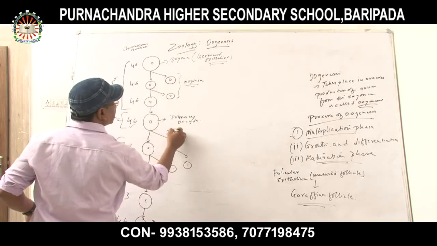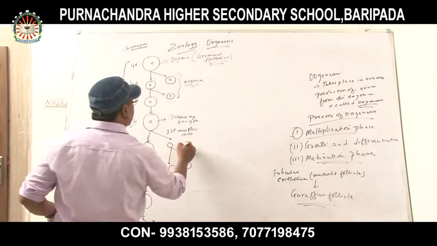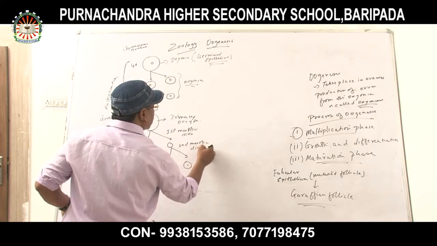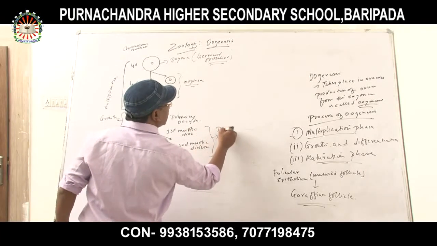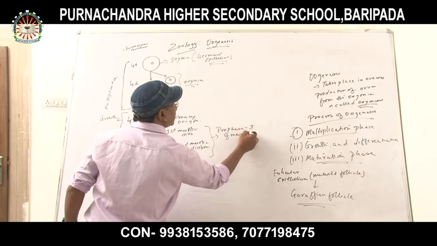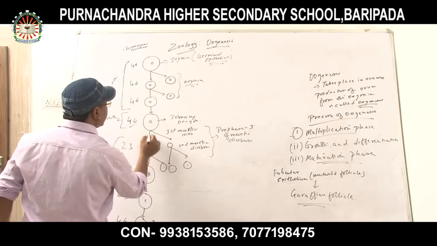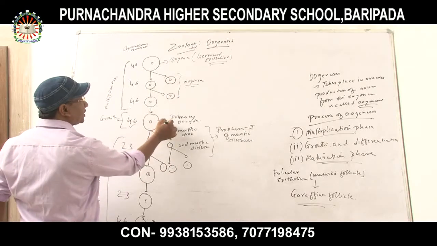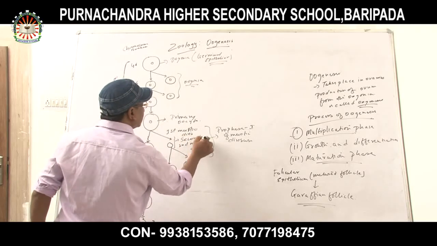Then first meiotic division, next second meiotic division. Prophase 1 of meiotic division takes place. Here the primary oocyte is forming the secondary oocyte, and these are the polar bodies.